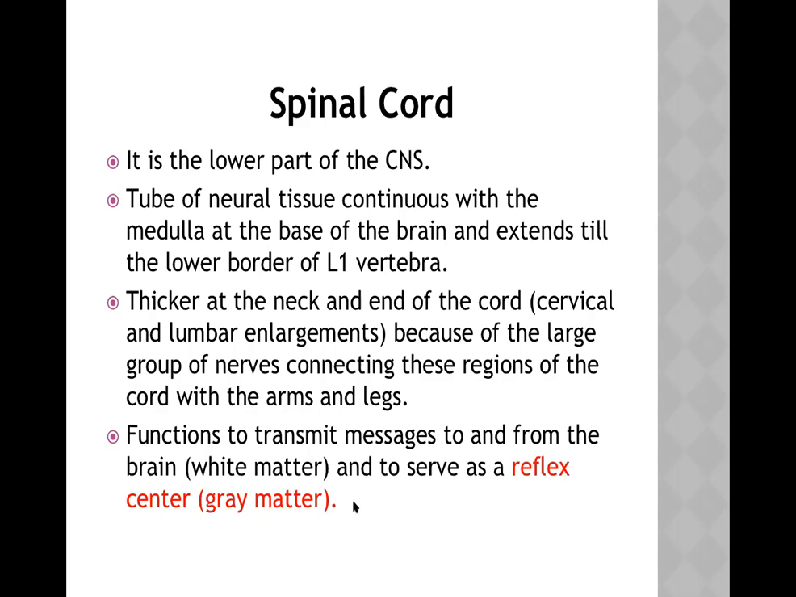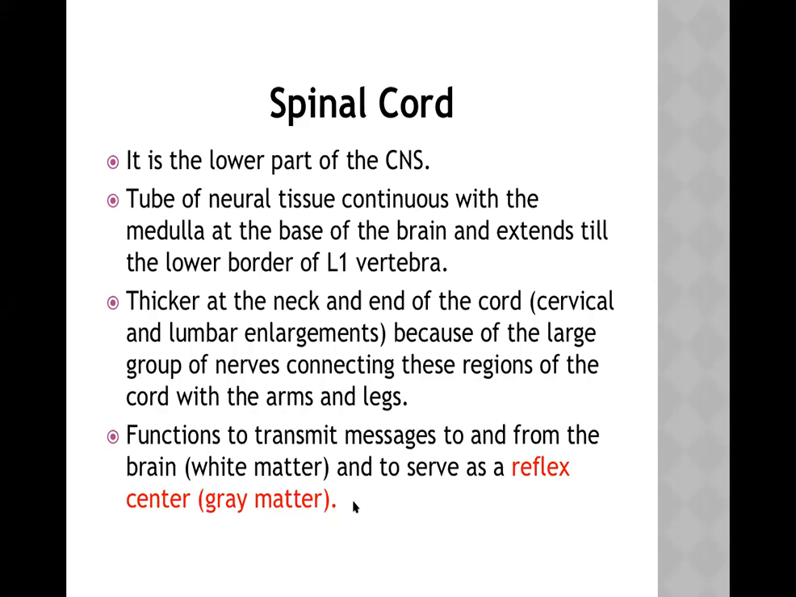If we take a cut section of the spinal cord, just like the brain, it also has got two parts, gray matter and white matter. Now, white matter means it is formed by axons, and these axons are covered by myelin sheath. That's why they look white. And another is gray matter. Gray matter means these are collections of neurons or cell bodies. But if we take a cross section of the spinal cord, the outer part is formed by white matter and the inner part is formed by gray matter.